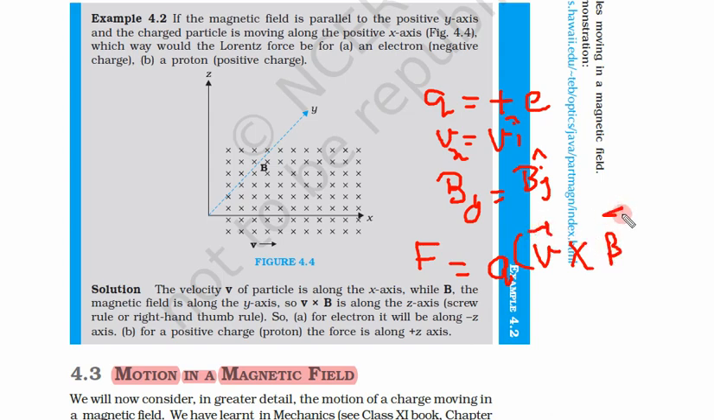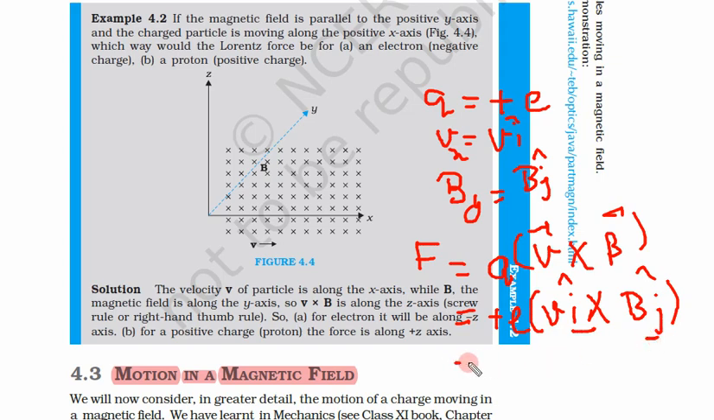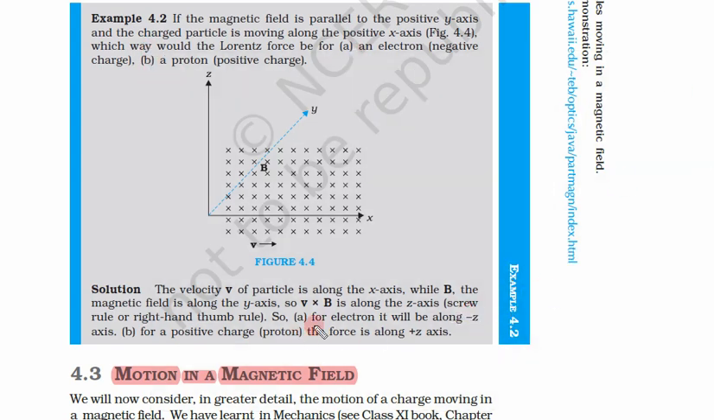So this is the equation. From this equation, Q is positive E, V is VI, B is BJ. Again I cross J is K. So what we have? E, V, B and unit vector K. K means Z axis. So for proton it is positive Z axis. In this way we can solve that for a negative particle it is minus Z axis, and for a positive particle it is positive Z axis. Similarly we can solve for other cases as well.